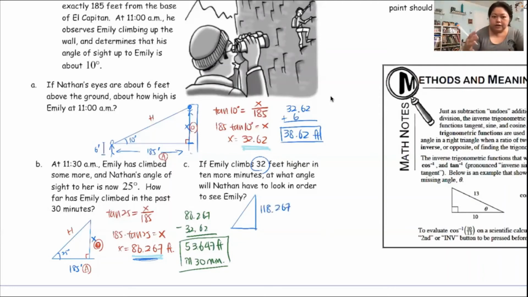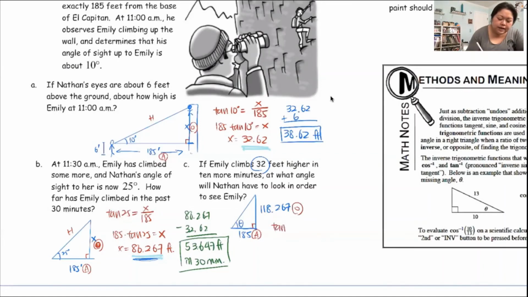That's how high up she is. He is still 185 feet away. This now is the angle we don't know, right? So now let's look at this picture and say, all right, I got my 90-degree angle. I have my adjacent and opposite. So I'm still using tangent, but we're solving for angle this time. So we have to use the inverse function.